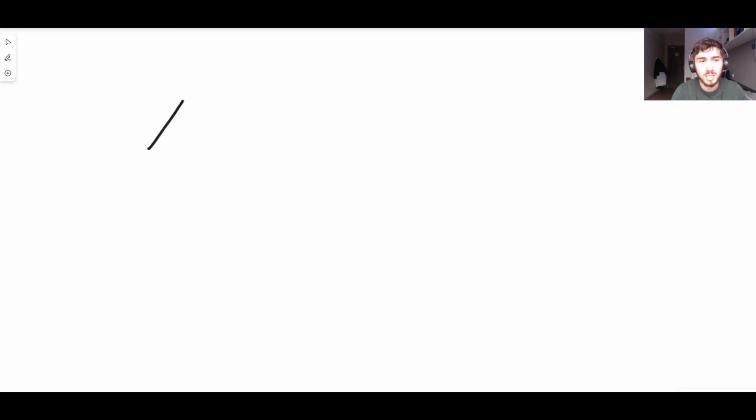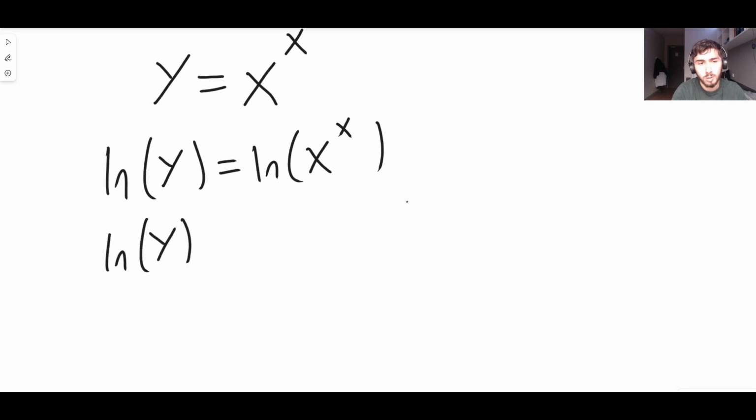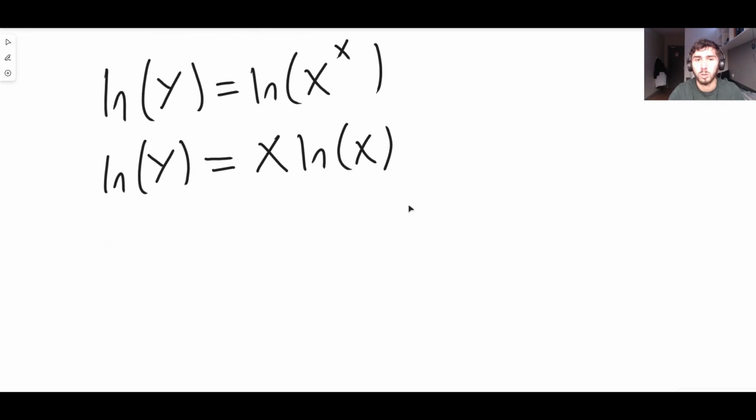So as an example of how you would actually use this in a real life situation, y equals x to the x. That's a nice one. What's the derivative of x to the power of x? Well, we're going to do the same thing. So we're going to take natural logs of both sides. We get the natural log of y is equal to the natural log of x to the power of x. Amazing. Then we're going to use logarithm rules to bring down that x from the power on the right hand side. And we get that the natural log of y is equal to x times the natural log of x.